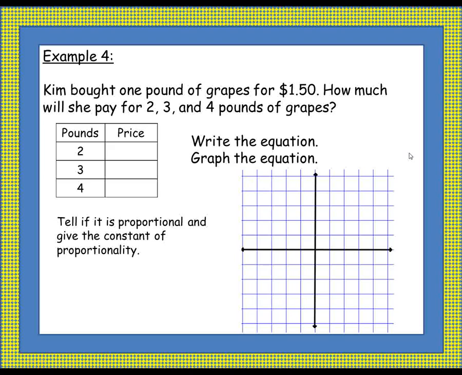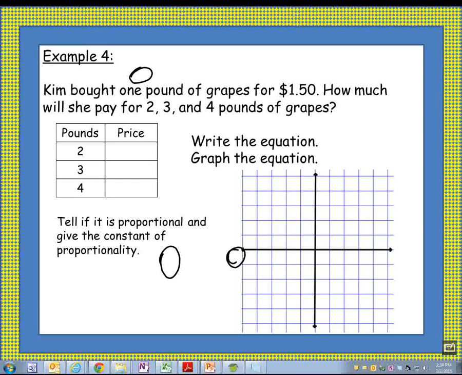Kim bought a pound of grapes for $1.50. It's a pretty good deal. How much will she pay for 2, 3, and 4 pounds of grapes? Whenever you see something straightforward like that, where you're just multiplying the amount times the price, you know that it's going to be proportional because it's all going to be the same.